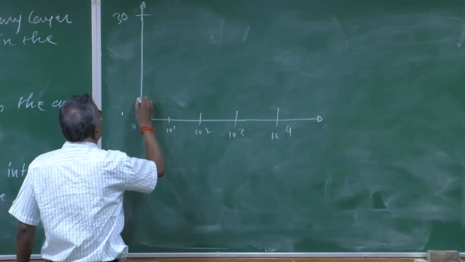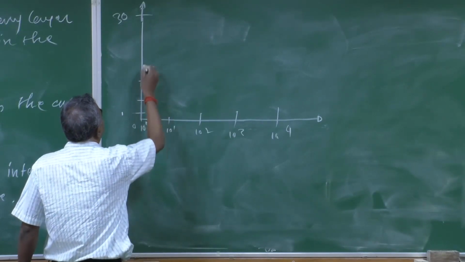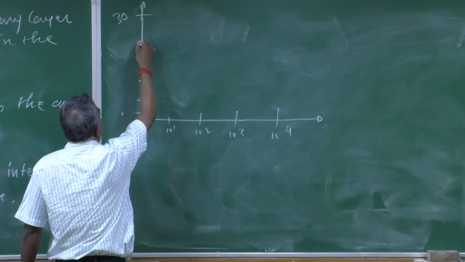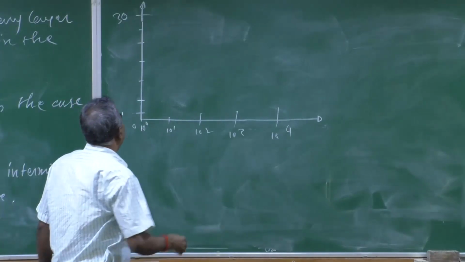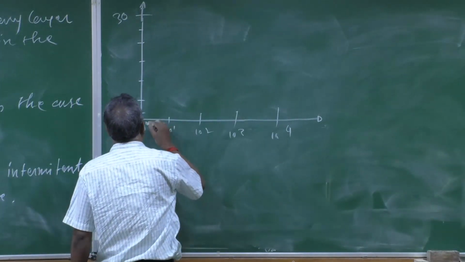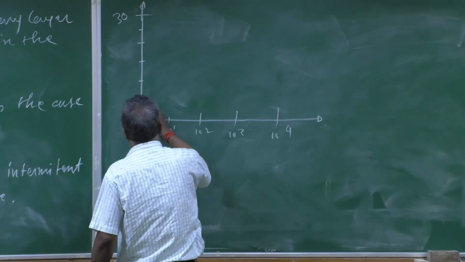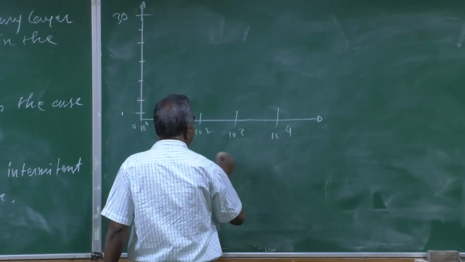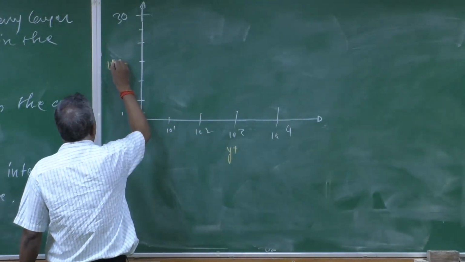Or let us say this is 1 and this is 5, then this is 10, this is 15, this is 20, 25, 30. Okay. So, if you plot your velocity profile, you will see, let me use another color, your velocity profile in this particular plot. So, this is the log scale. Okay. So, this is your y plus and this is your u plus.